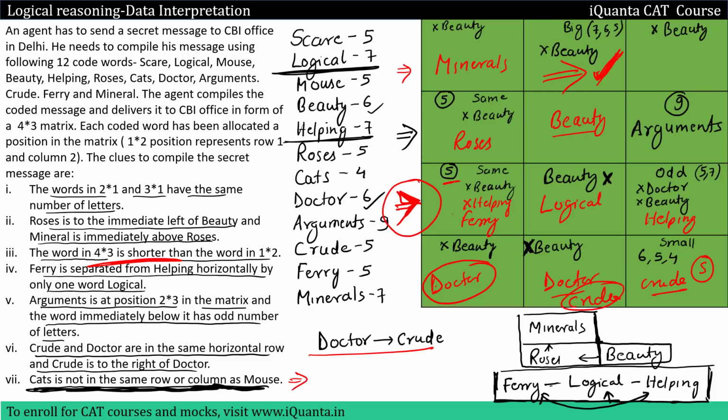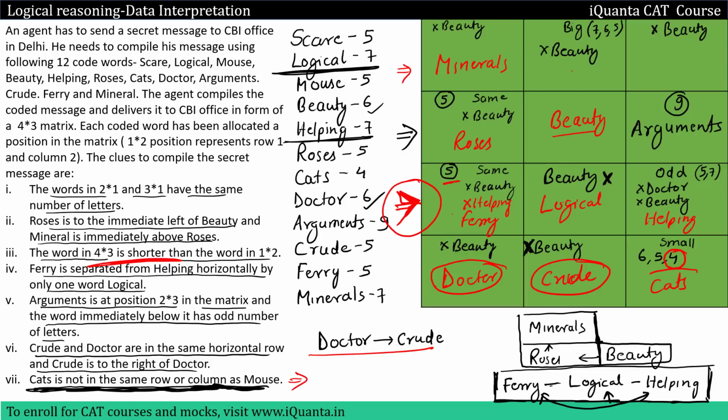So in other words, it means that I can only have a 4-letter word over here, which is cats, right? Now only 2 words are left, which are mouse and scare. So mouse cannot be in this column, mouse will be over here and scare will be over here. Our arrangement is complete. So actually this is a very lengthy question. We saw that there were many cases involved. Let's try to answer the questions.